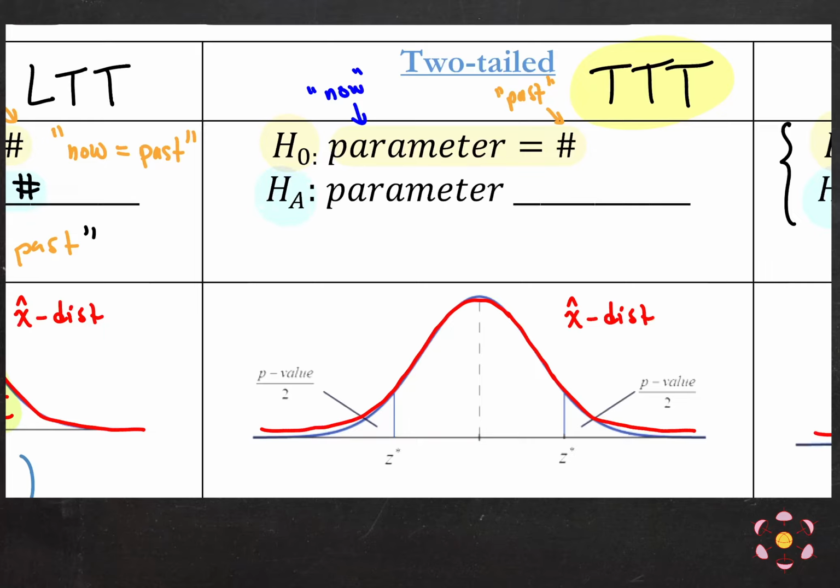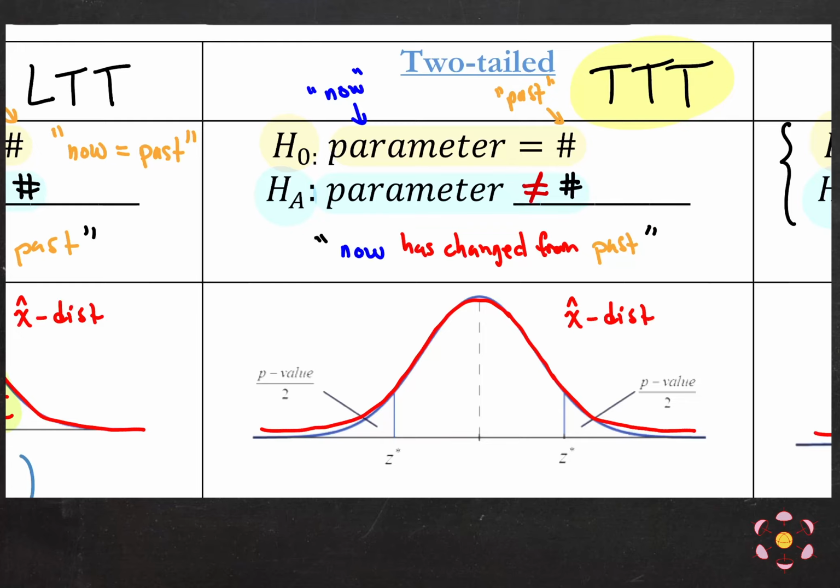For the alternative hypothesis in a two-tailed test, we think it changed. So I'm going to put a not equal to sign here, because in a two-tailed test we think it changed, but we don't know which way it changed. We don't know if it got bigger or smaller. And by saying that this changed, let me write it real quick: we think that the now parameter has changed from the past. What do we mean by that?